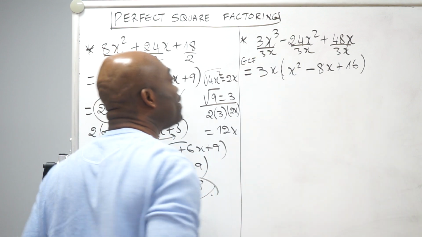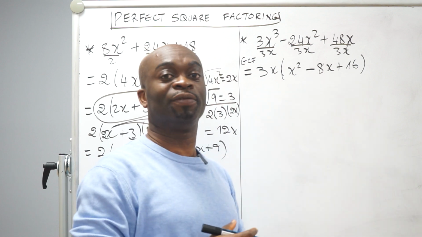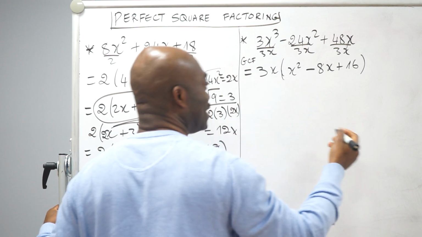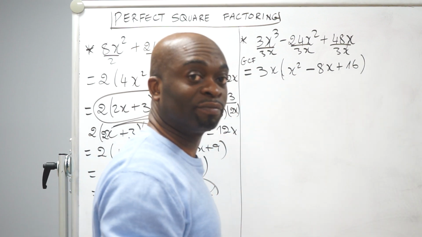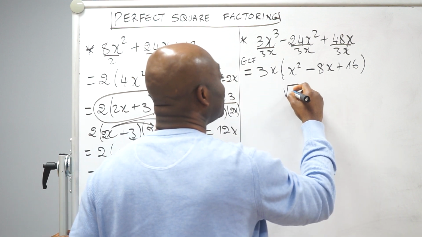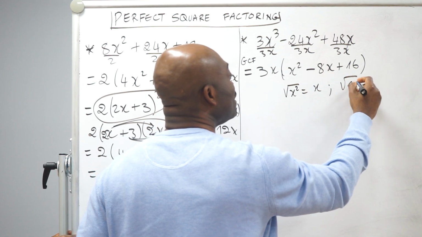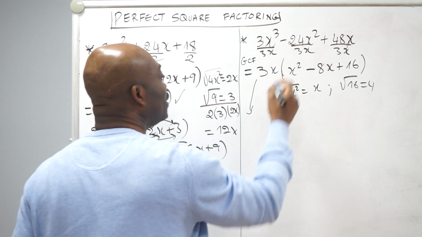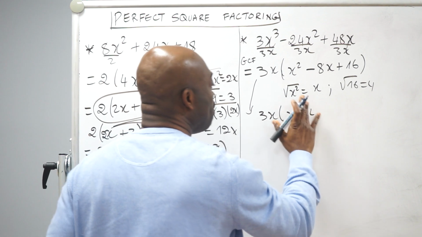And then you go back inside the parentheses and ask, okay, now, am I able to take the square root of those two? Not together, but separately. Can I take the square root of x squared? Yes, that is x. And can I take the square root of 16? Yes, because that is 4. Okay? So the square root of x squared is equal to x, and the square root of 16 is equal to 4, right? So once you get that, you come here, and then you have 3x, parentheses, x plus, x minus 4.